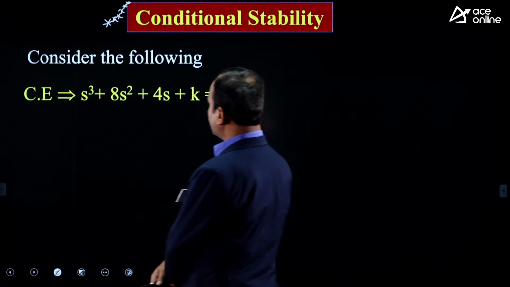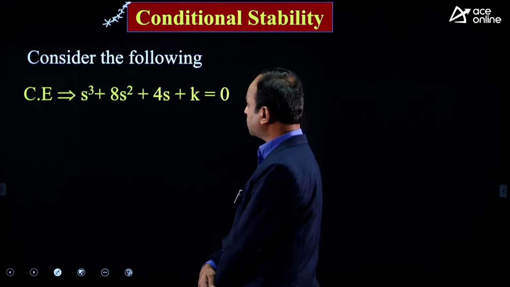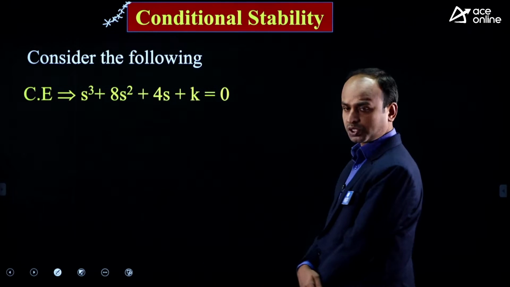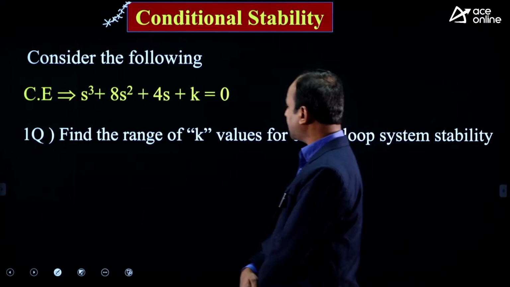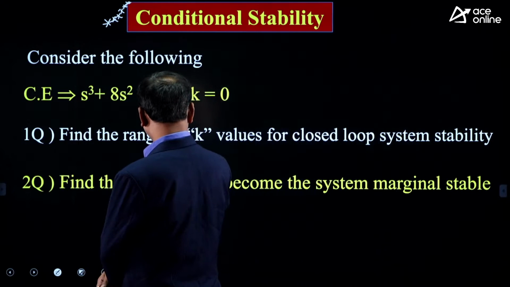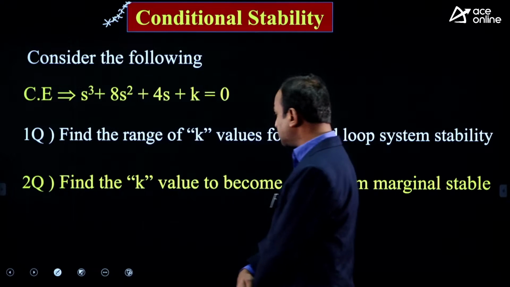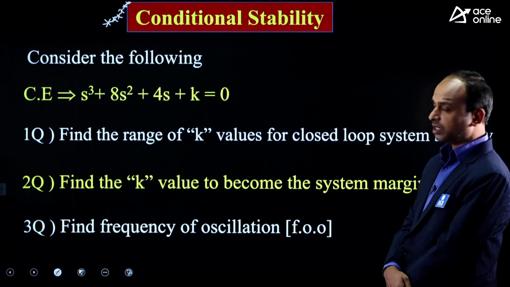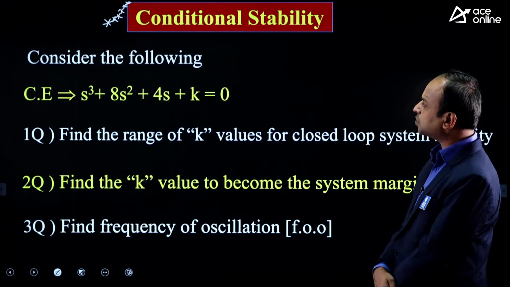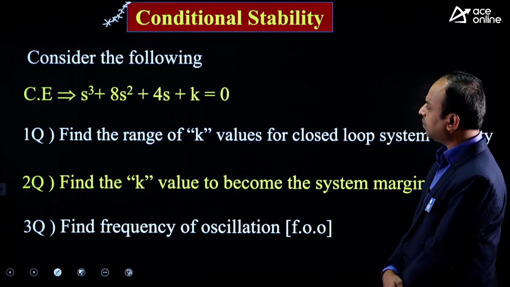The characteristic equation is s^3 + 8s^2 + 4s + k. This is one of the IES mains questions. Find the range of k values for closed loop system stability. Second, find the k value to make the system marginally stable. Find the frequency of oscillations. This is one of the previous questions. Now we will observe one by one.